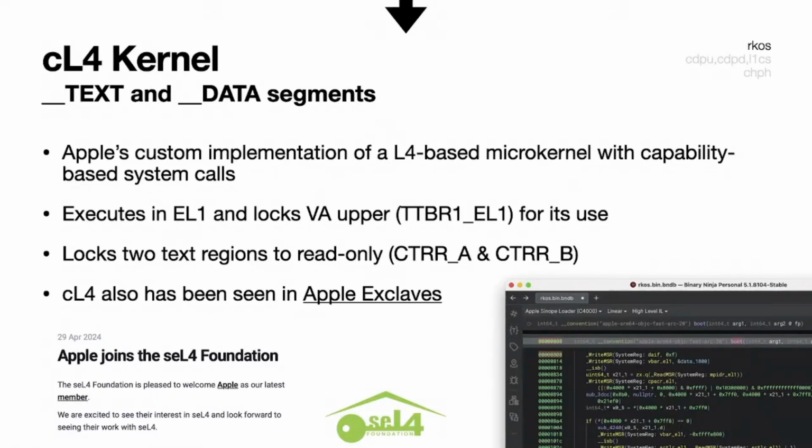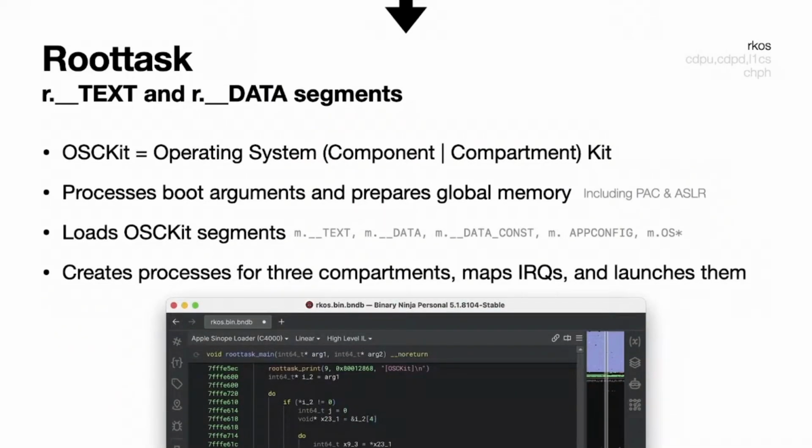CL4 has also been seen on Apple exclaves. There has been a nice post or series of posts about it by Augustine. Then the kernel hands off to the root task. It runs in user space, but both the kernel and the root task seem to originate from a similar code base, and they also have to be compiled with similar parameters, for example, a similar page size. And the root task is also part of this OSC kit I mentioned earlier. It could translate to operating system core or compartment kit. The real name is not really known.